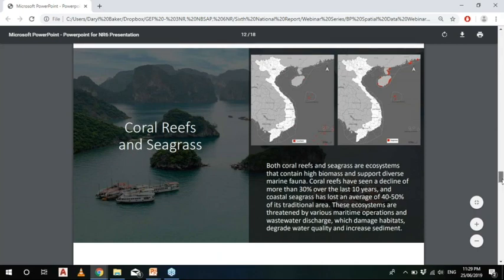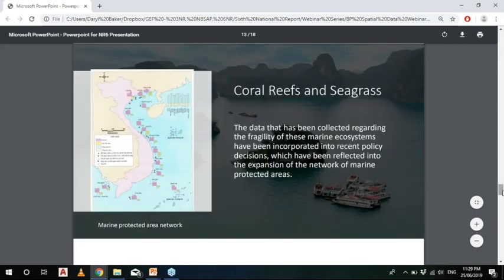Next slide. This slide shows how the information on coral reefs and seagrass has been incorporated into policy decisions. The map on the left shows the marine PA network in Vietnam.